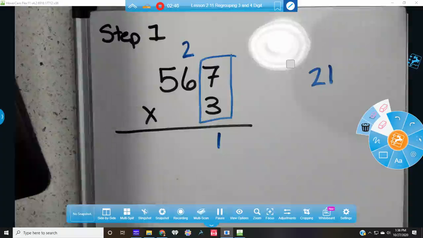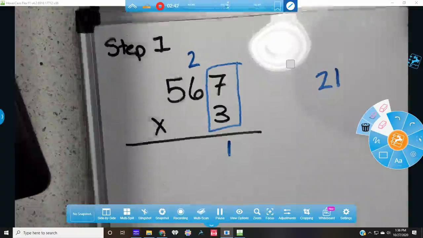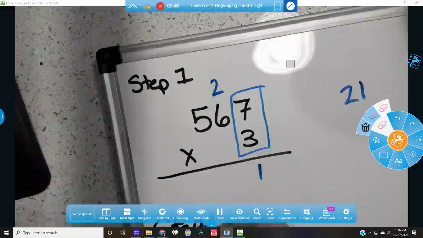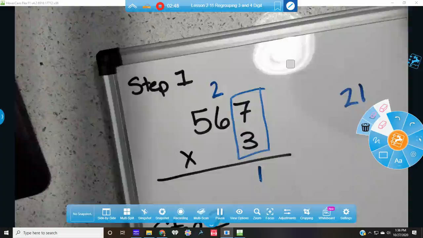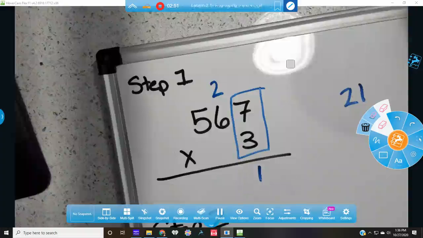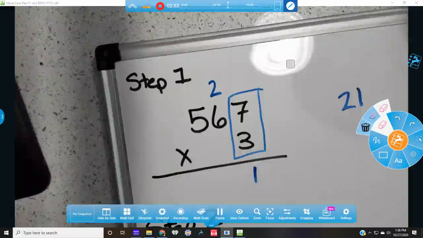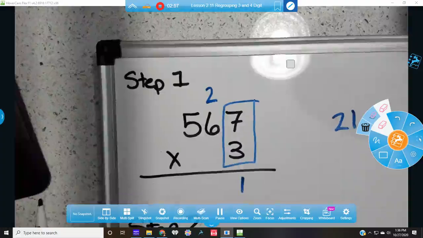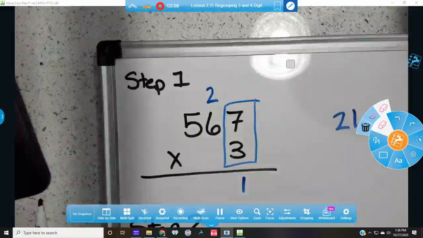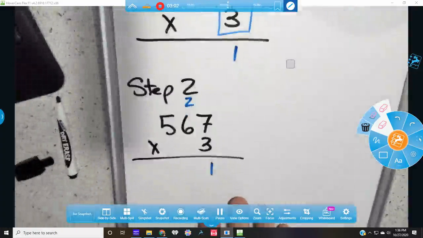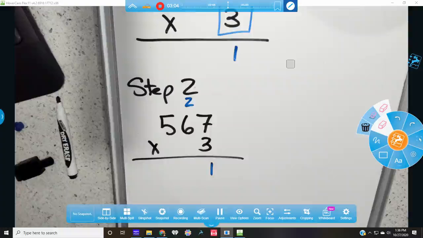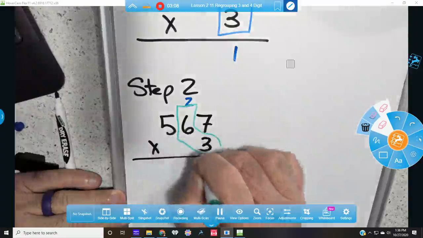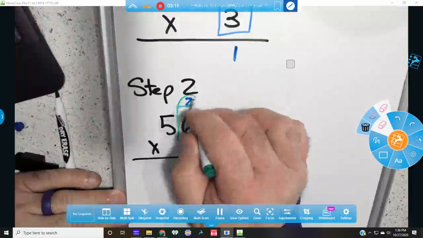So now our step 2, we are going to multiply the tens. This is step 2, 5, 6, 7. So right now we already have our 1 in the spot where it needs to be. 2 up here. Alright. So now we're going to multiply our tens. Well, our tens are right here, and these are our bonus tens up here.